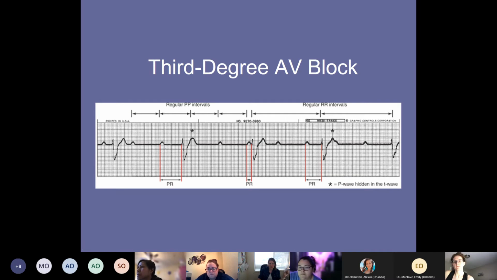Does anyone else need anything repeated for AV blocks? They seem to be tricky for most of us.